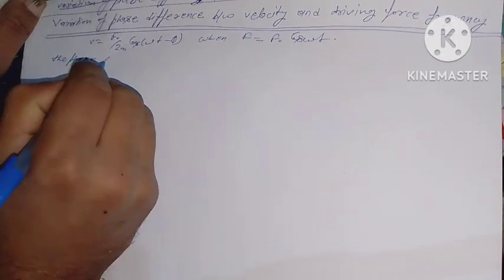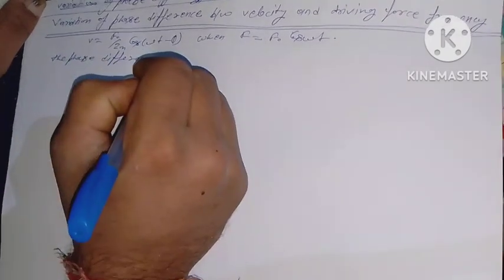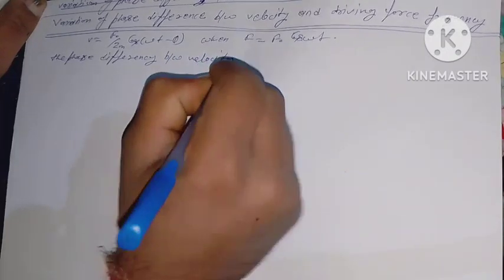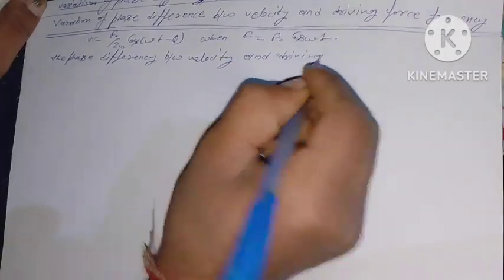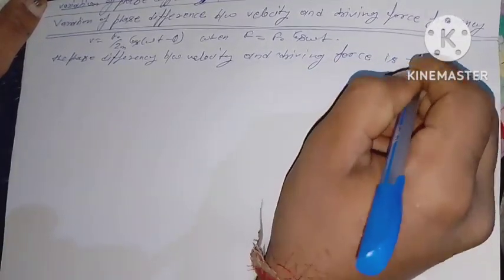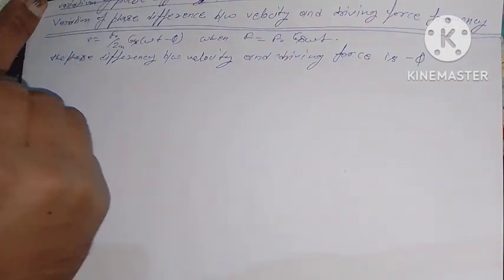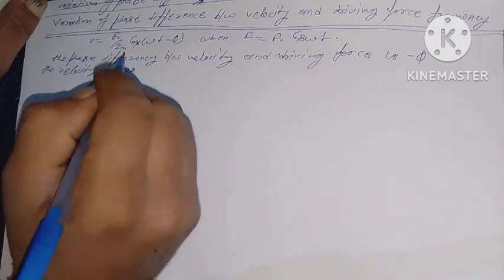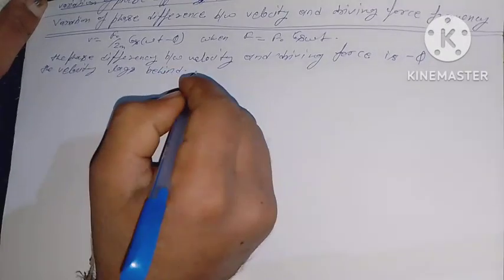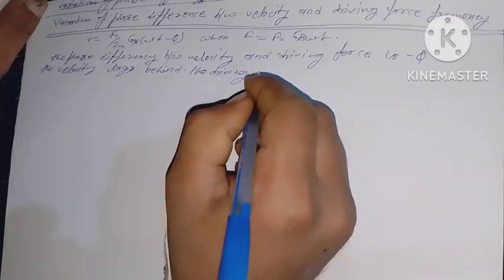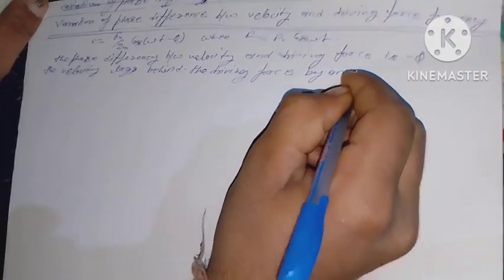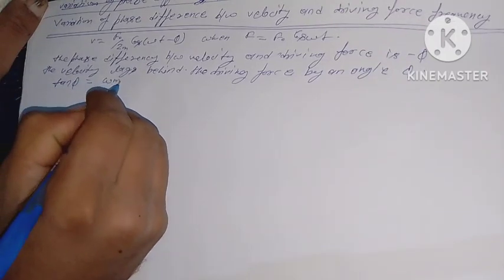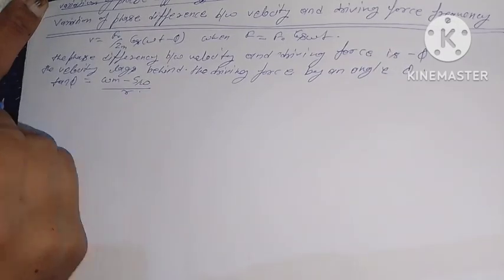The phase difference between velocity and driving force is minus phi, that is, the velocity lags behind the driving force by an angle phi, given by tan phi equal to omega m minus s by omega, whole upon r.